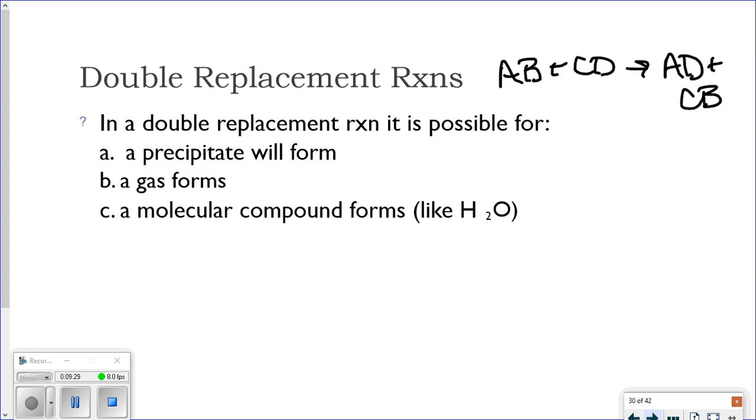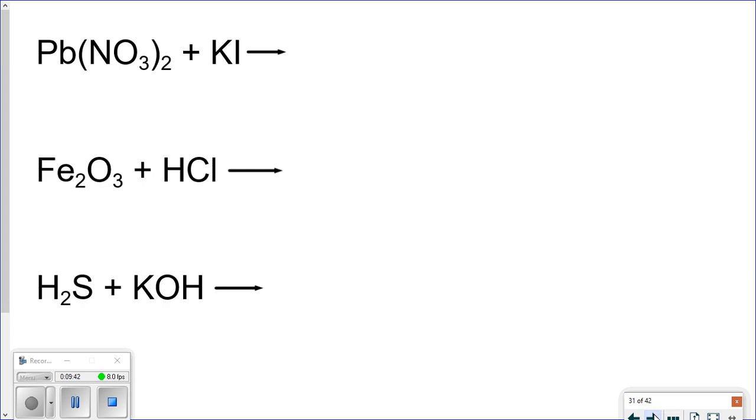You might form some sort of gas like carbon dioxide. You might also form a molecular compound like water. All of those are possible. And these are going to occur, so you do not have to look at the activity series for double replacement. That is only for single replacement. So remember, our metal ions are going to switch places, and when you're forming new compounds, you have to crisscross your charges, and they tend to keep the same charge from one side to the other, especially with those transition metals.